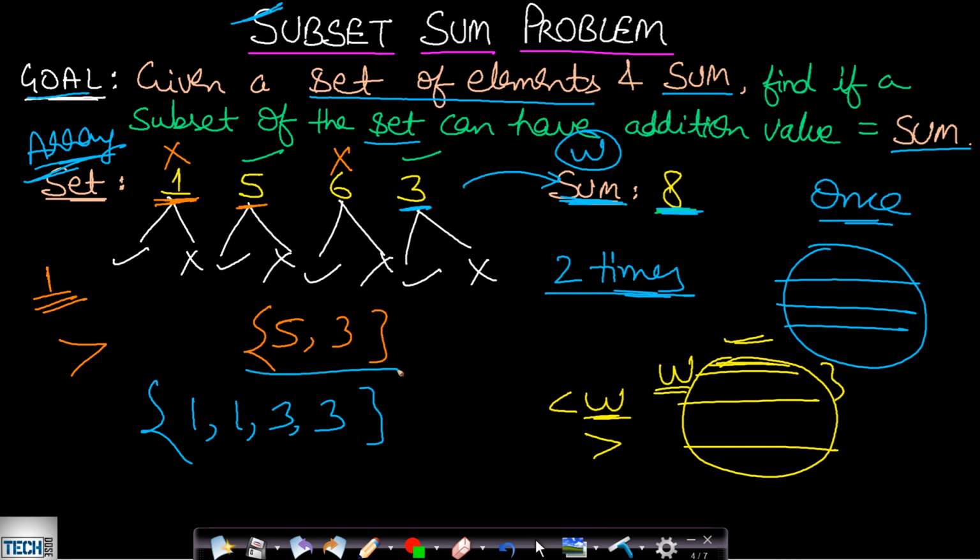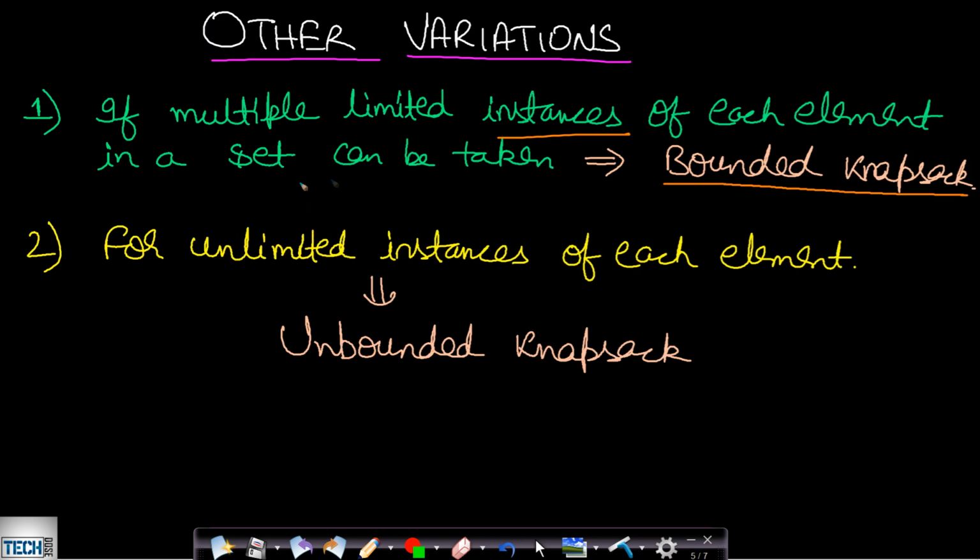Now this would also have been valid because here our number of instances are 1 and 1, that is one 5 and one 3. This would also have been valid for the bounded knapsack, and this would also have been valid. But for a 0-1 knapsack where each element can have just a single instance, this would have been valid but this would not have been valid. This is the difference between 0-1 and a bounded knapsack.